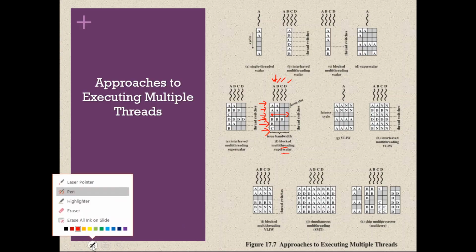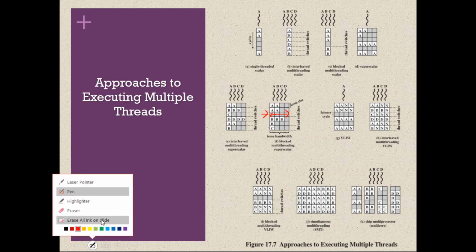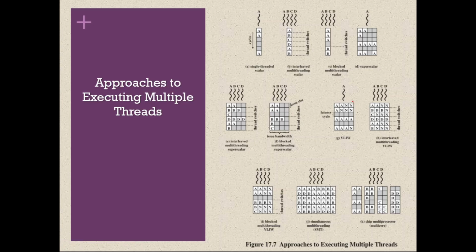So with blocked multi-threading, the processor will context switch only if a particular thread enters a blocked state or has completed its execution. After A, the context switch to B happened because A got blocked during one entire clock cycle. B to C, the switch happens because B has finished execution. So this is called blocked multi-threading superscalar. Next, we are going to discuss VLIW.